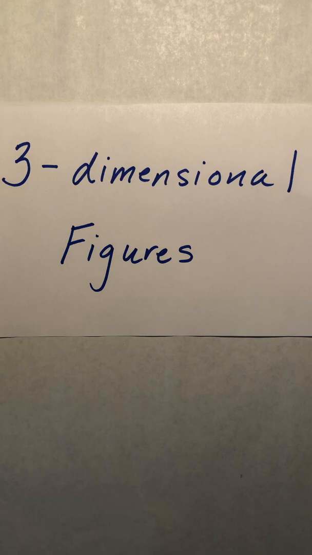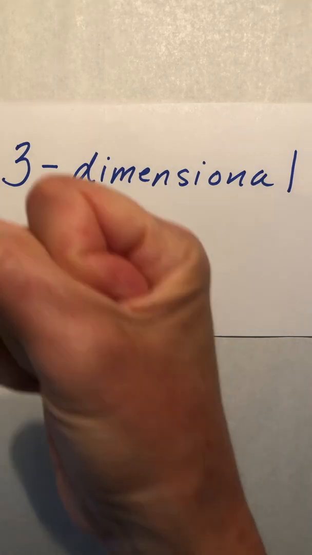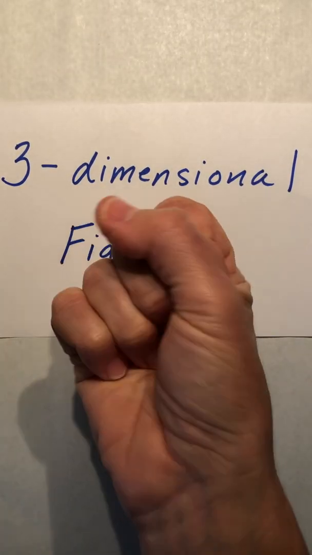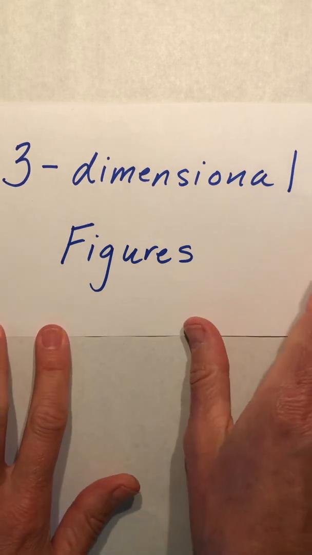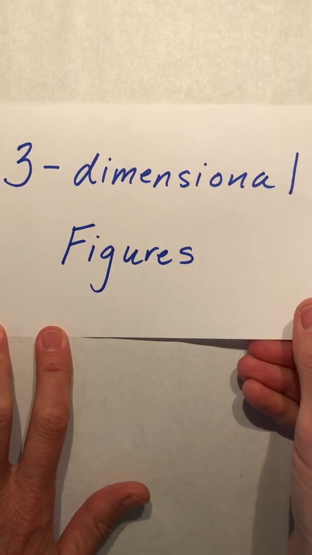Today we're going to talk about three-dimensional figures. And three-dimensional figures are simply figures that take up space. My fist is a three-dimensional figure. My foot is a three-dimensional figure. So I want to take a look at some different types of three-dimensional figures, which you'll recognize.